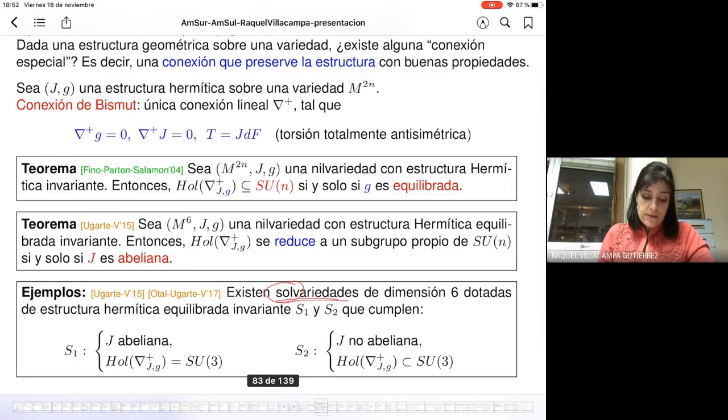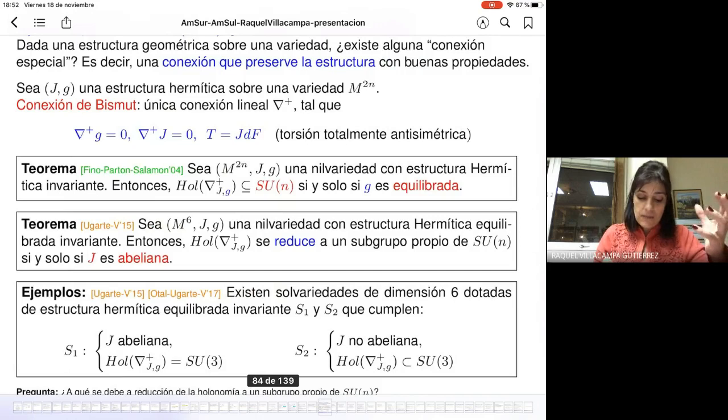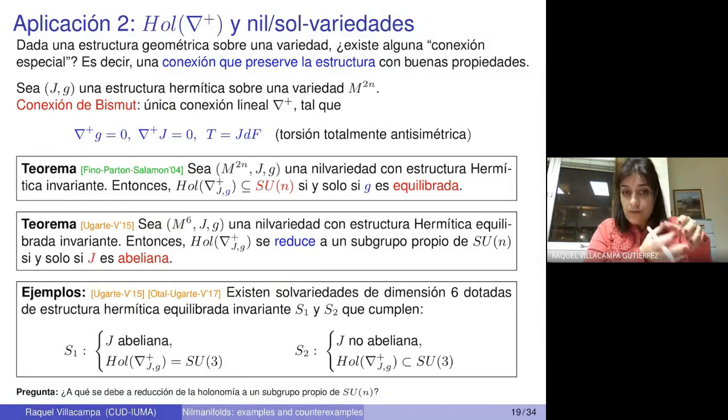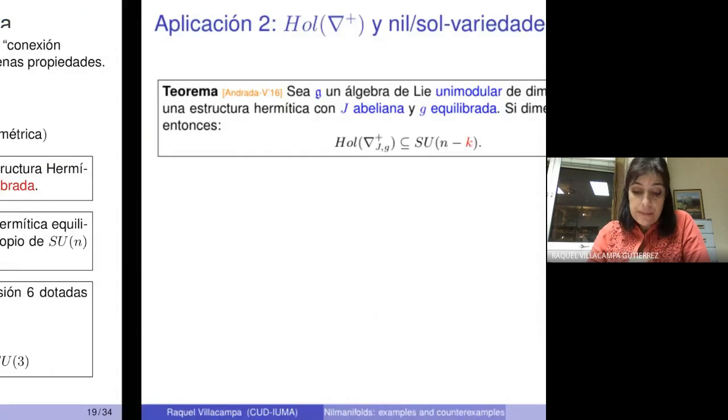For one of them, the holonomy of the Bismut connection is the whole group SU(3), being J abelian. We obtain another example for which the holonomy reduces to a proper subgroup, but the complex structure is not abelian. So what happened? What is the key point for the reduction of holonomy, because these examples seem to be in contrast to this theorem? Okay, the key point is the following.